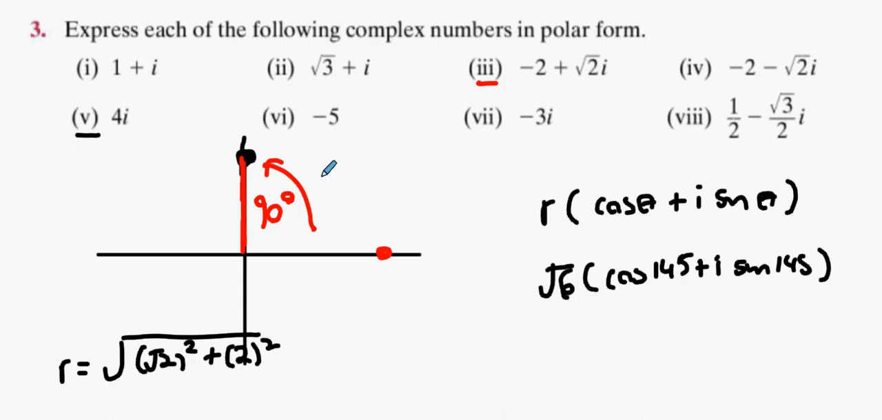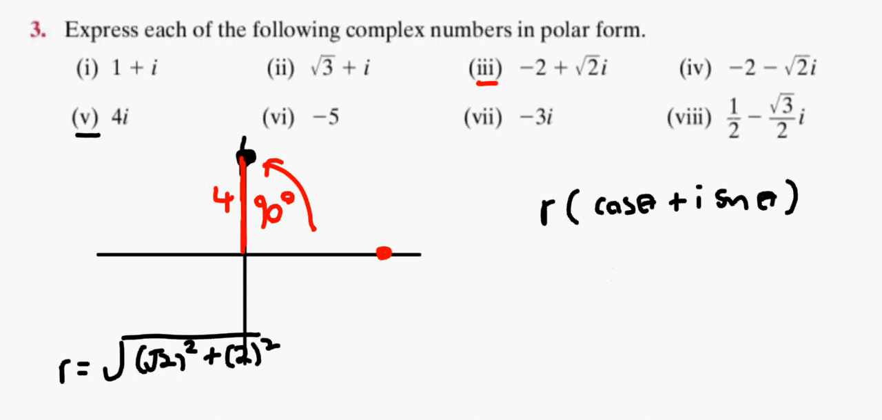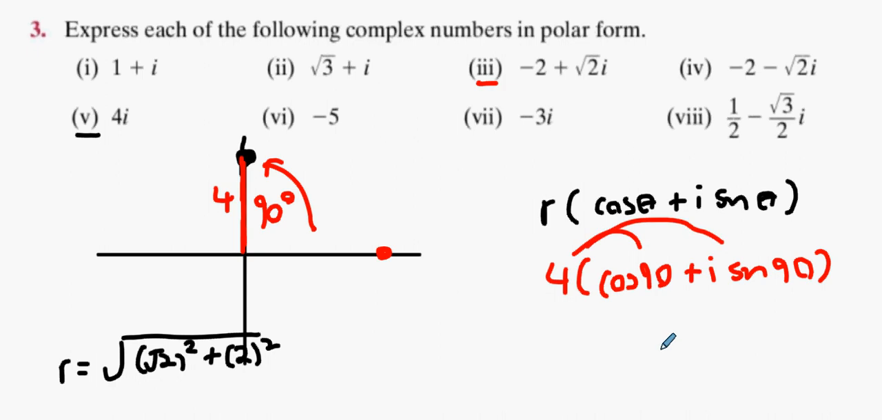So we know straight away it's 90. What's the length of the line? What's the length of the line, lads? 4. So it's going to be 4 cos 90 plus i sine 90. And when you multiply that out, you'll get 0 plus 4i all day long. Okay. Moving on to question 4.